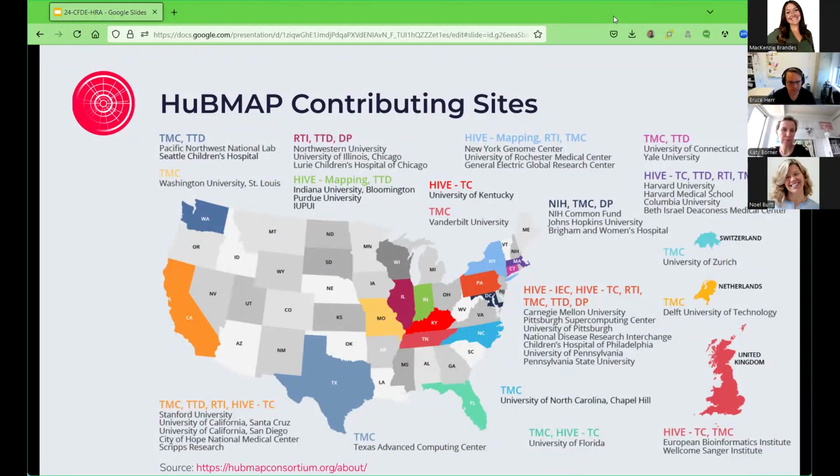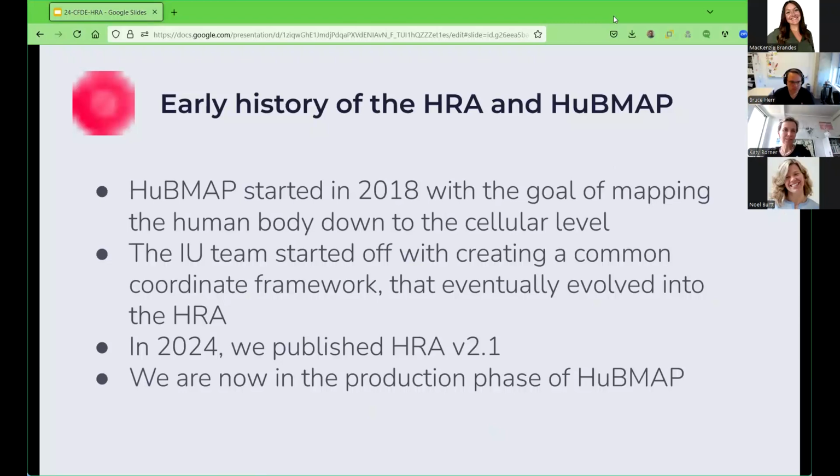So on the next slide, you see the history. For those of you who are not familiar with HuBMAP, I also posted a link to the HuBMAP data portal in case you want to check that out, and also the HIA portal. But HuBMAP started in 2018, started actually earlier with white paper efforts and other consortia gatherings that ramped up to even having a call for proposals for HuBMAP.